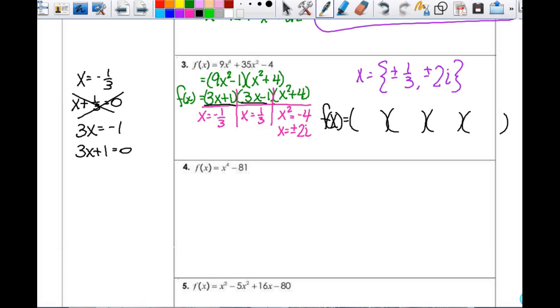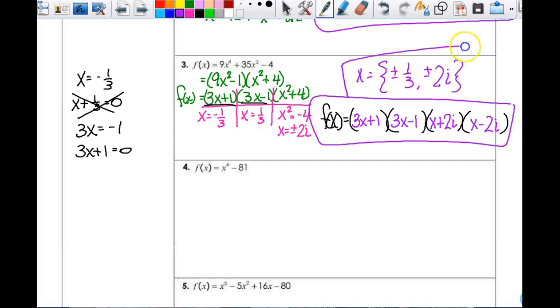And so what ends up really going here is, oh, no, I'm sorry, I'm doing that wrong. This 1/3 is going to give me 3x plus 1 and 3x minus 1. Because once I set those equal to 0, that's where that is coming from. Does that make sense to you? So you have to be careful when they're fractions to make sure you're truly putting in the right thing. And then x plus 2i and x minus 2i. And then that is my fully factored form with my zeros. Okay, everybody good so far?